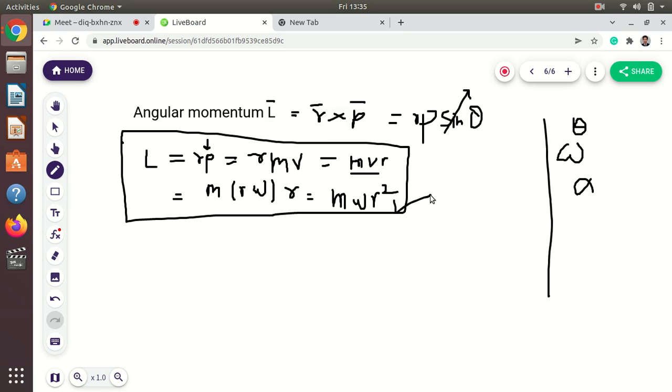In other cases, if we are studying straight line motion or translational motion, then we can use mvr. But in rotational motion, we will use m omega r square.